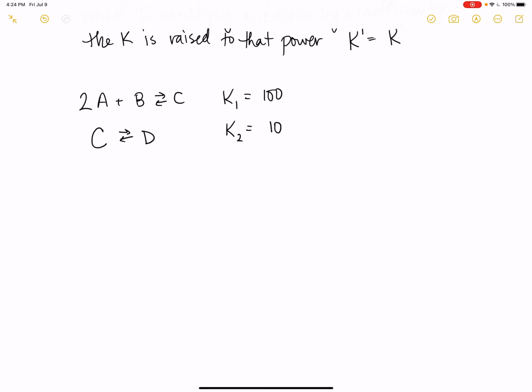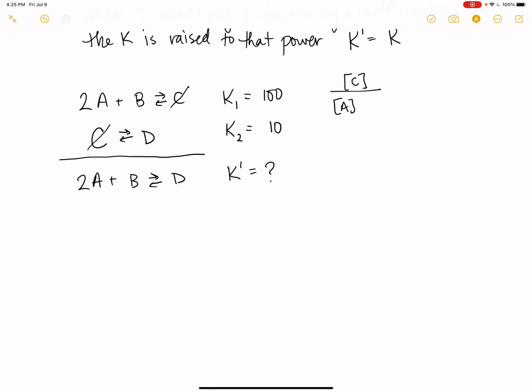Okay, so I'm going to add these guys together. When I do, this C cancels out. I get 2A plus B makes D when I add them together. What do I do with my K? Well, let's look at the expressions. I've got C over A squared times B for the first one. I've got D over C for the second one. And the third one is D over A squared times B.